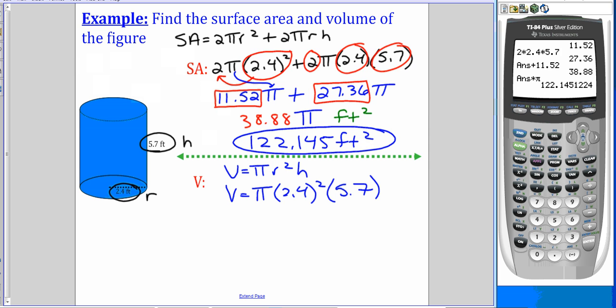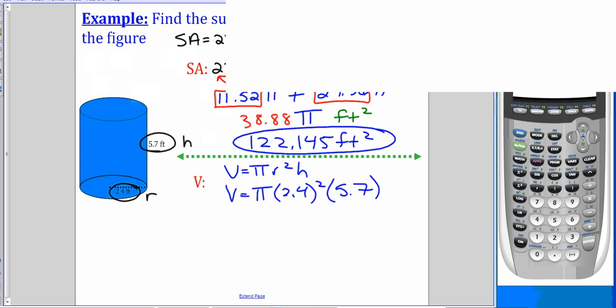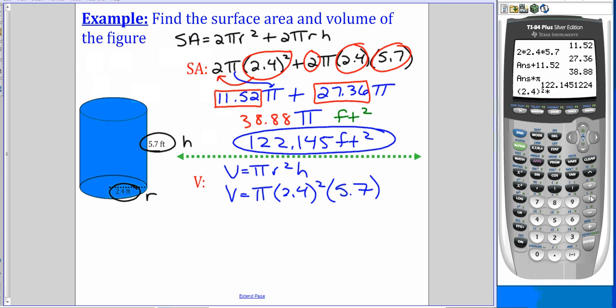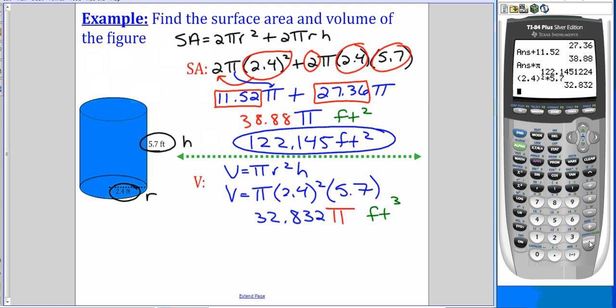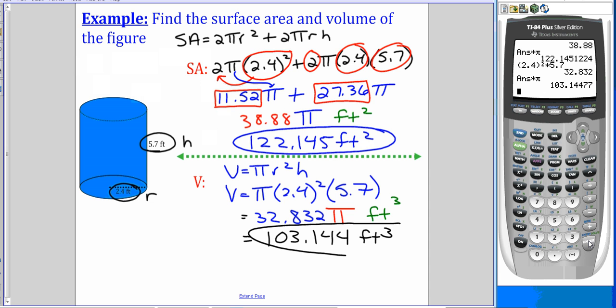And again, I'm going to do everything except for the pi. So I have 2.4 squared and then times 5.7. And that gives me 32.832. And again, don't forget that you have your pi right there. Let's go ahead and talk about our units. Volume units are units cubed, and the units for my radius and height were feet. So at this point, I'm just going to take what I got and hit times, and then pi. And that's what I get for my volume. And there's your volume. So if you need more time to write something down, pause the video here.